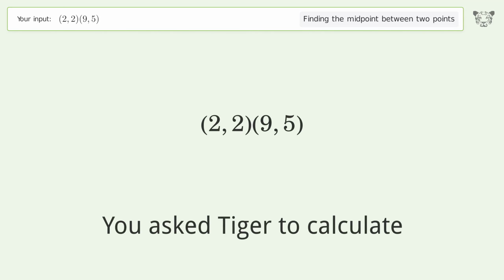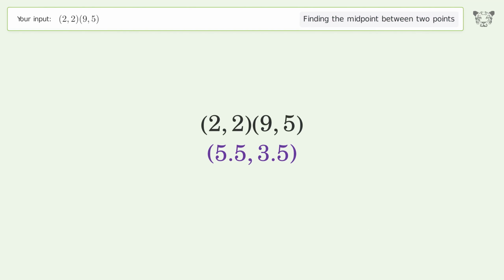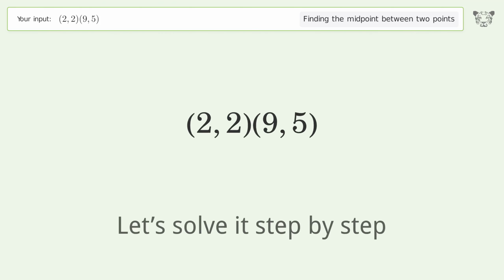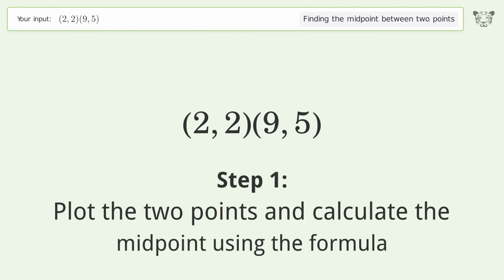You ask Tiger to calculate. This deals with finding the midpoint between 2 points. The midpoint between the 2 points is 5.5, 3.5. Let's solve it step by step. Plot the 2 points and calculate the midpoint using the formula.